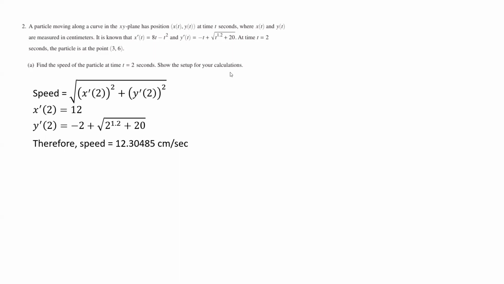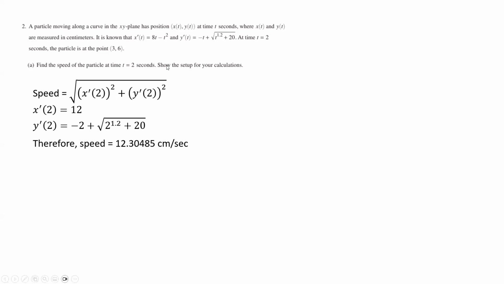Speed is the magnitude of the velocity vector. So this is the position vector. Velocity vector is x prime of t, y prime of t. Magnitude is the square root of x prime of t squared plus y prime of t squared. So we want speed at t equals 2. That's why I wrote speed is equal to square root of x prime of 2 squared plus y prime of 2 squared. X prime of 2 is 12, so plug in t equals 2 into here.